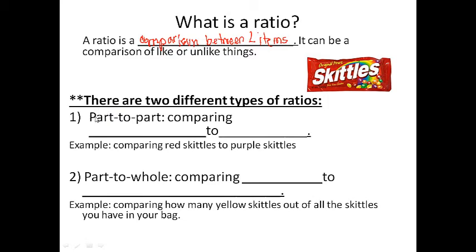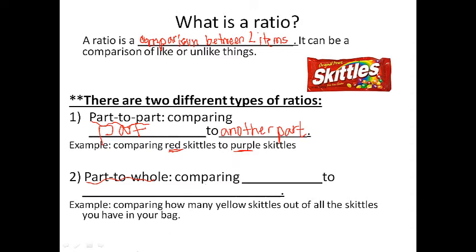There are 2 different types of ratios. There's part to part and there's part to whole. Part to part is when you compare a part of something to another part. Look at the example. It says comparing red Skittles to purple Skittles. Now these are both Skittles and they're both the same thing, but we've got red and we've got purple, and both of those are part of the Skittles bag. It's not the whole bag, okay?